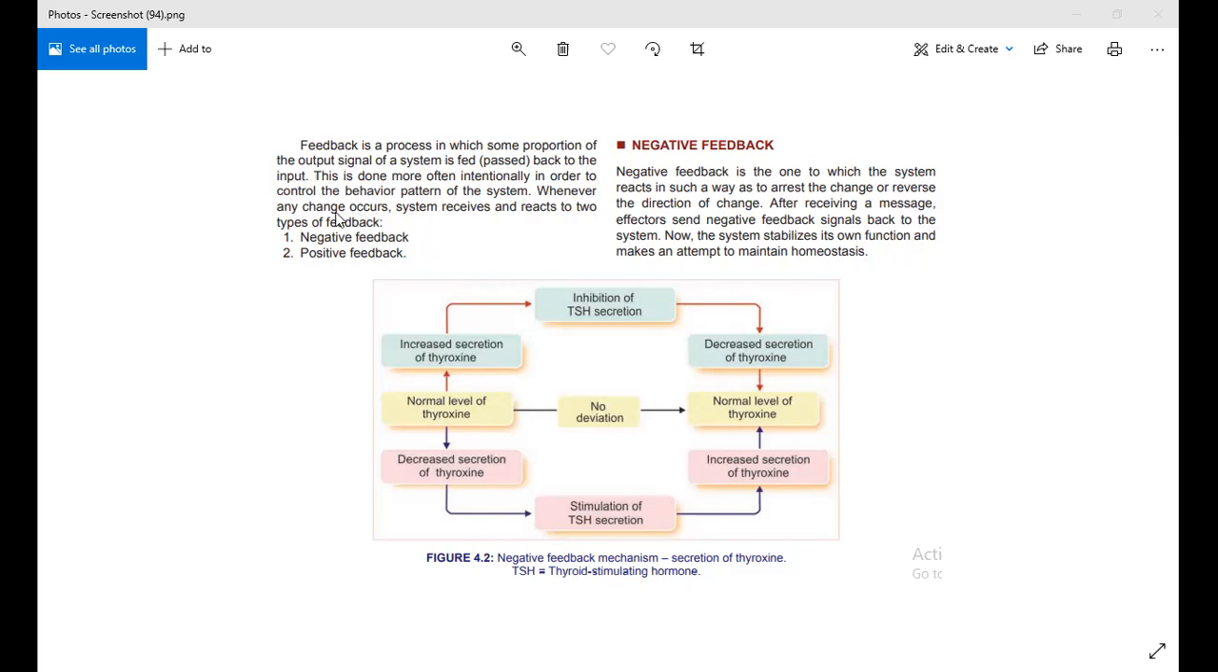Now, whenever any change occurs, the system receives and reacts to two types of feedback. So we have a negative feedback and a positive feedback. So what is the difference between a negative feedback and a positive feedback?